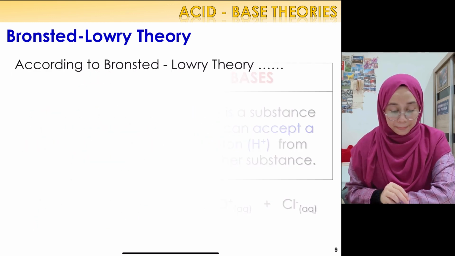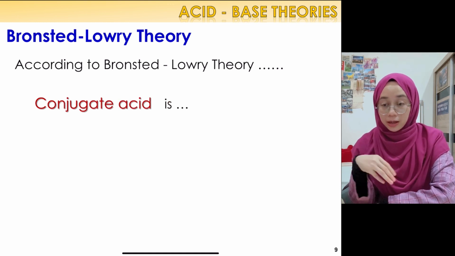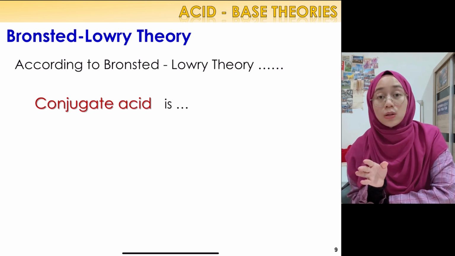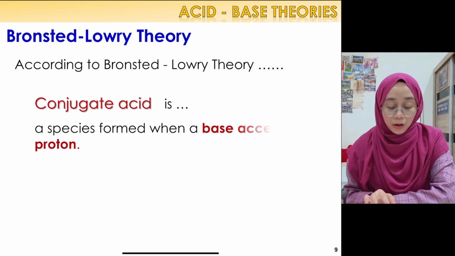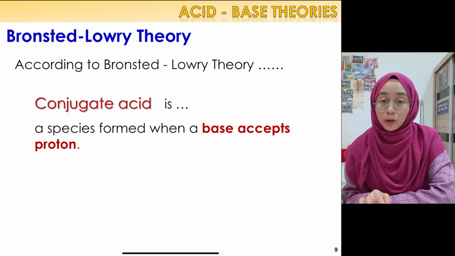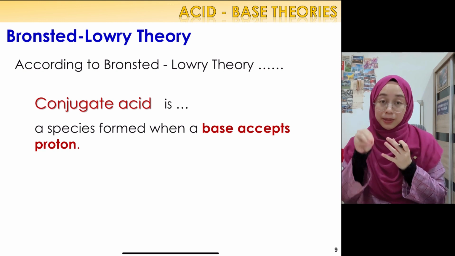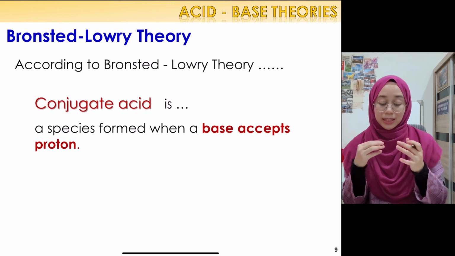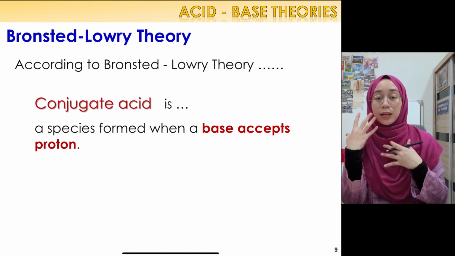Okay, so according to Bronsted-Lowry theory juga, tak habis lagi sebenarnya. It doesn't stop yang dekat accept donate H plus je. So ada wujudnya conjugate acid dengan conjugate base. So apa pula conjugate acid, conjugate base ni? So let's have a look dekat conjugate acid. Conjugate acid pula is a species formed when a base accepts proton. So lepas dia dah terima tu tadi, species tu kita panggil sebagai conjugate acid.